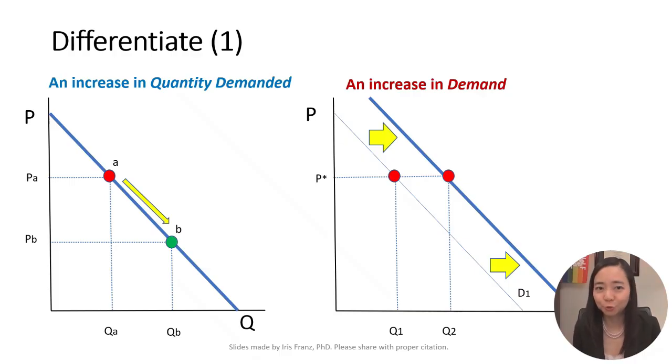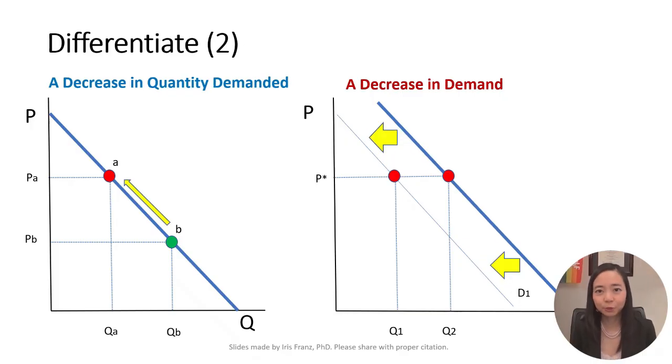Look at the difference between an increase in quantity demanded on the left panel and an increase in demand on the right panel. An increase in quantity demanded on the left panel occurs when the price drops, while all other factors such as taste and income preferences remain the same. An increase in demand on the right panel occurs when a non-price factor such as taste has changed.